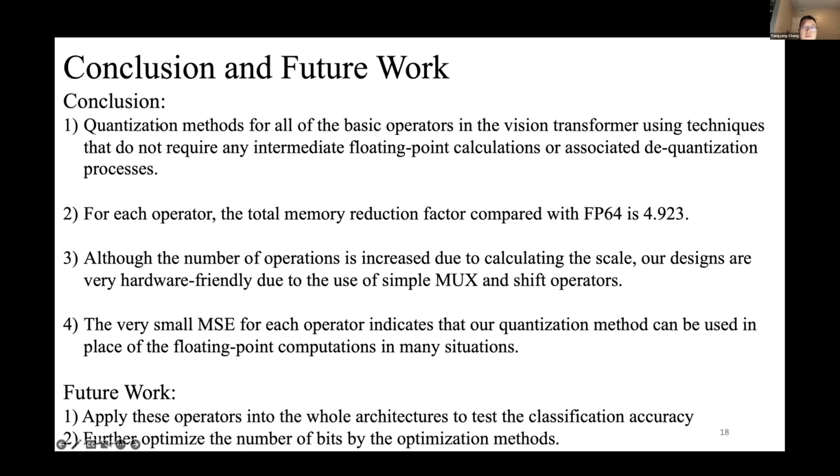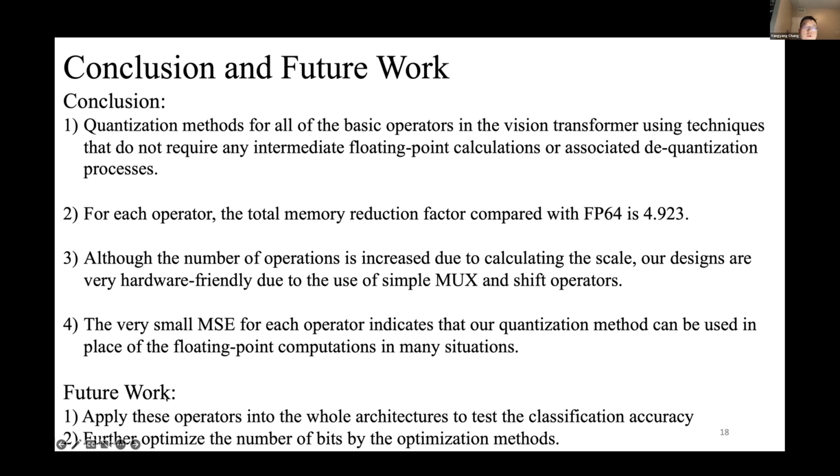So this is the conclusion part. We first propose a fully integer quantization processor for the vision transformer. We give the quantization method for all of the basic operators in the vision transformer without any intermediate floating point calculation. For each operator, our total memory reduction is 4.923. And all our operators can be achieved by the simple multiplexer and shift operator. And we can also achieve a very small MSE. As you can see, we did not test any classification results. So this is a part of future work.